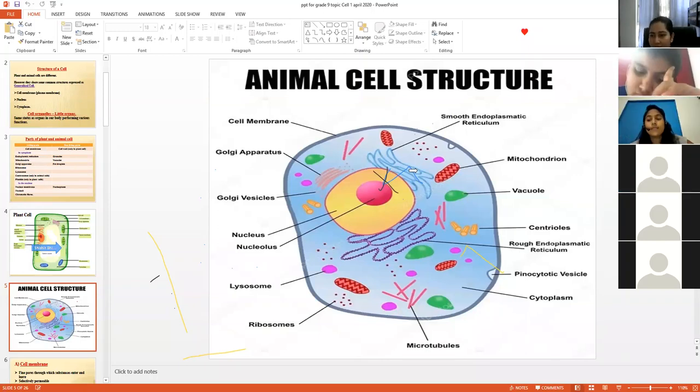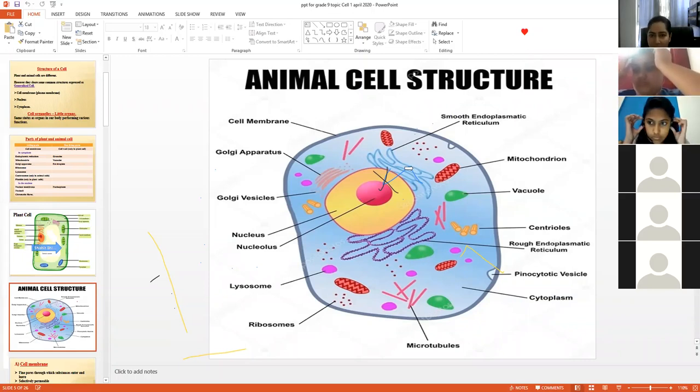Ma'am, Golgi bodies and Golgi apparatus is the same? Is the same. And do we have an animal cell or a human cell? Human cells and animal cells, they are mostly the same. The only difference is in the number of chromosomes. I'll tell you the different number of chromosomes in the later slides.